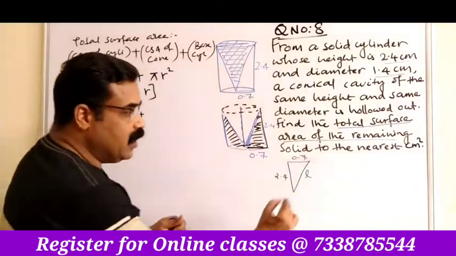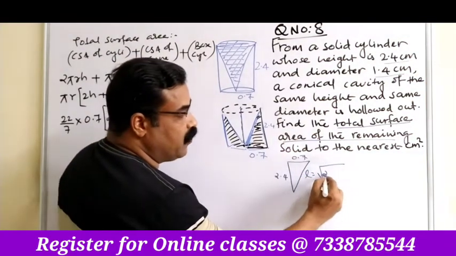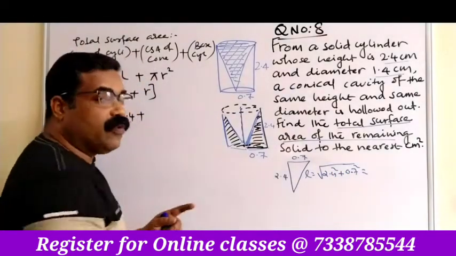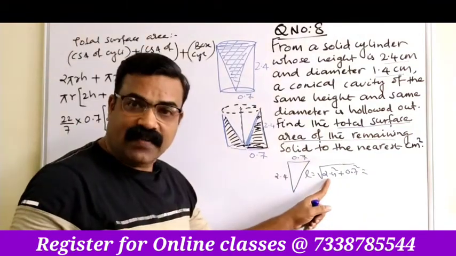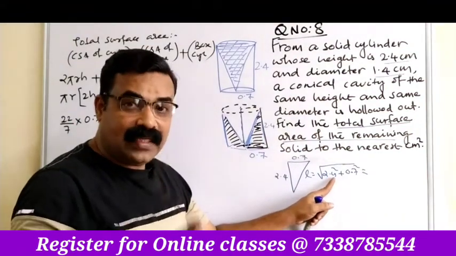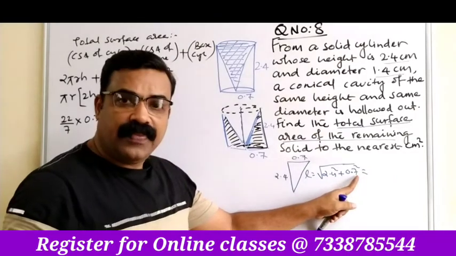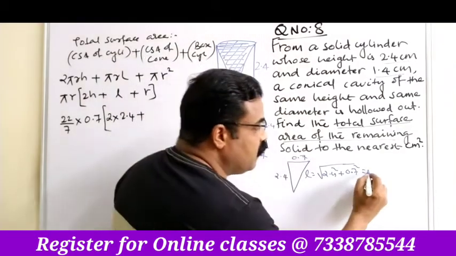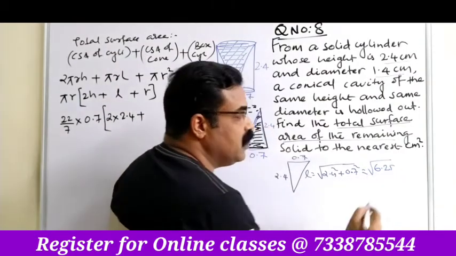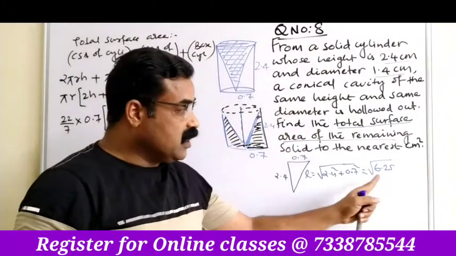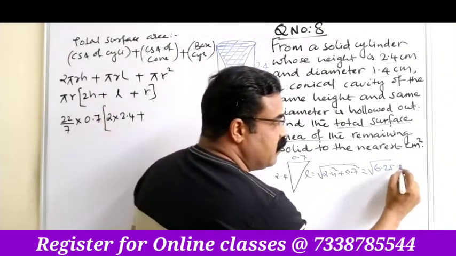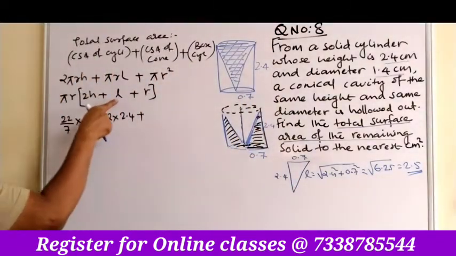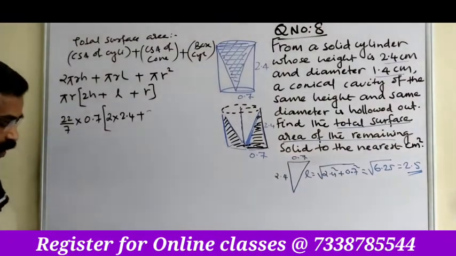What is this l? l is equal to the square root of 2.4 square plus 0.7 square. 2.4 square will be 5.76, plus 0.7 square, 0.49. When you add both, you will get 6.25. So the root of 6.25 is 2.5. So we got l is equal to 2.5. In place of l, I can put 2.5.